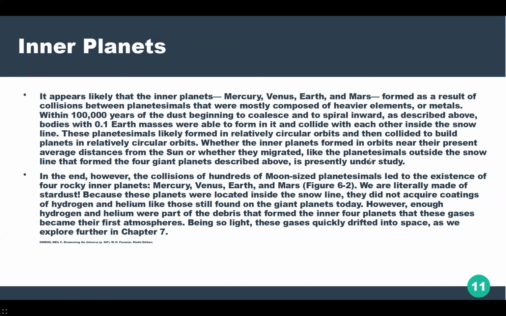Because these planets were located inside the snow line, they did not acquire coatings of hydrogen and helium like those we still find in the giant planets today. However, enough hydrogen and helium were part of the debris that formed the inner four planets that these gases became their first atmospheres. Being so light, these gases quickly drifted into space.